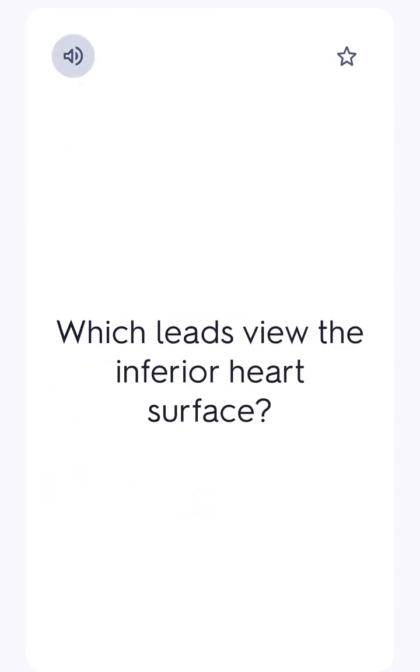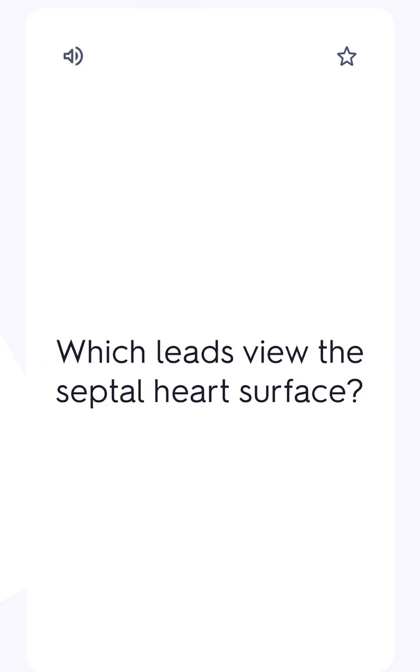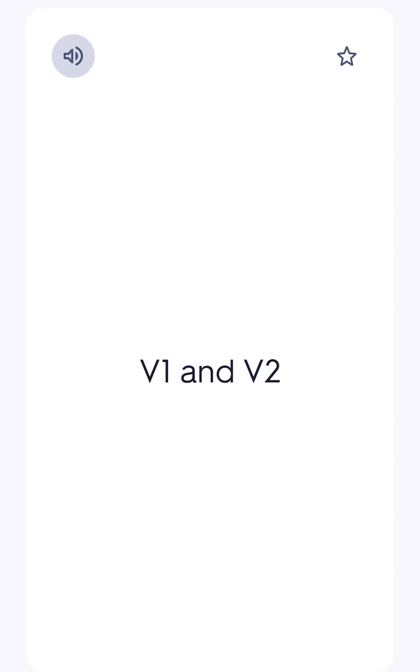which leads view the inferior heart surface? 2, 3, and aVF. Which leads view the septal heart surface? V1 and V2.